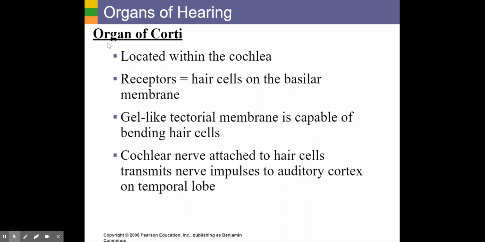You have an organ called the organ of Corti, which is housed within the cochlea. It has little receptors inside of it that are essentially little hair cells. Those hair cells are floating within a gel, and they bend depending on the sound that we get. The cochlea then changes those sound waves, through the movement of the hairs, into a nerve impulse that goes to the temporal lobe of the brain, and then we finally hear something.